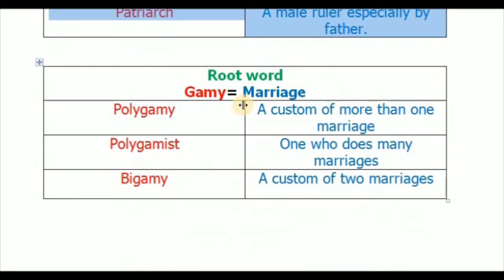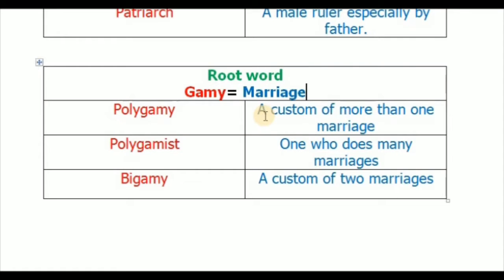Next root word, gamy. Gamy means marriage. Polygamy. Poly means more than one. By this we come to know a custom of more than one marriage. It is a self-explanatory word. Next, polygamist. Poly plus gamist, one who does many marriages.